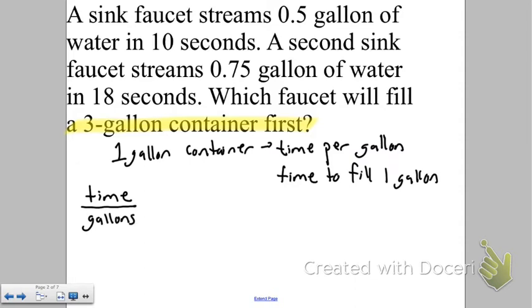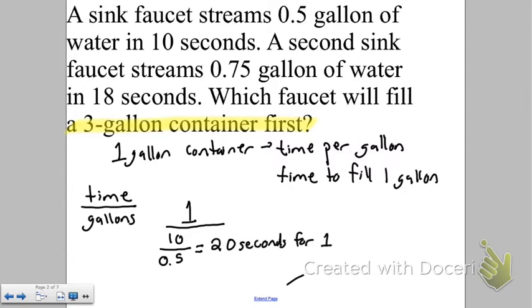I'm going to start with the first sink. Our first sink takes 10 seconds to fill 0.5 gallon. When I do 10 divided by 0.5, I get 20. So it will take 20 seconds for 1 gallon.